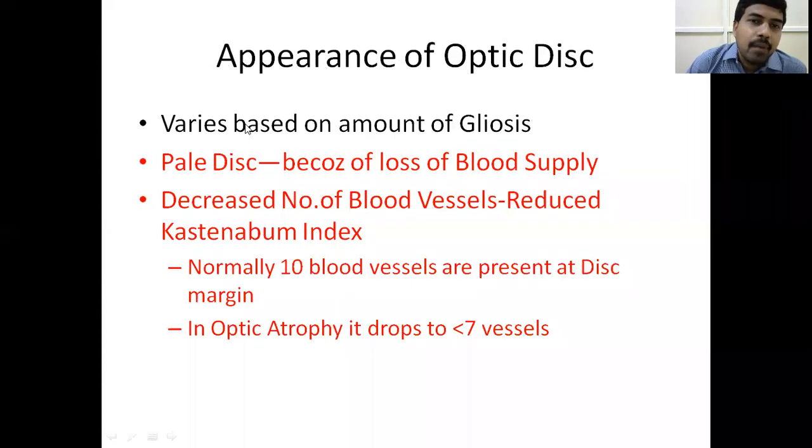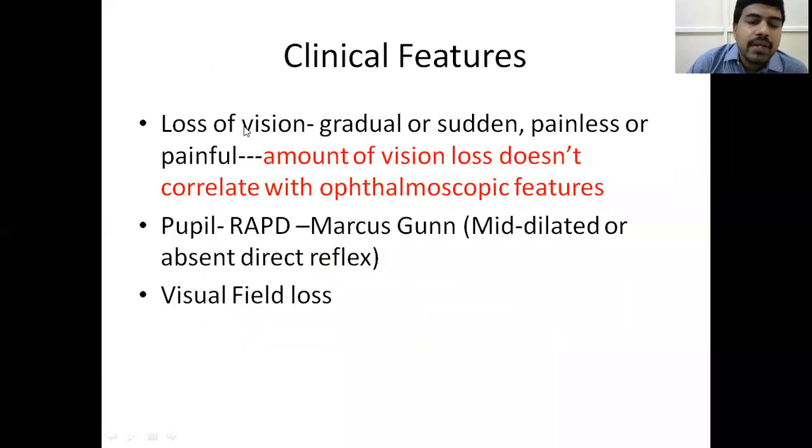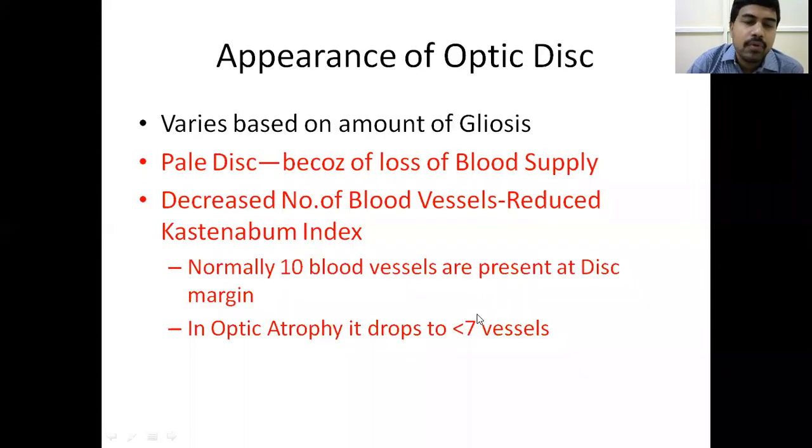Now, the appearance of the optic disc. Finally, you have to remember that optic atrophy is an end result of various diseases like optic neuritis, papilledema, retinitis pigmentosa, CRAO, any glaucoma. Any disease can finally end up in optic atrophy. So the clinical features will be of the disease which is causing it. And how will the disc be? It varies based on the amount of gliosis. I told you, the more the glial tissue proliferation, the more grayish the color. If the glial tissue proliferation is less, it will be pale.